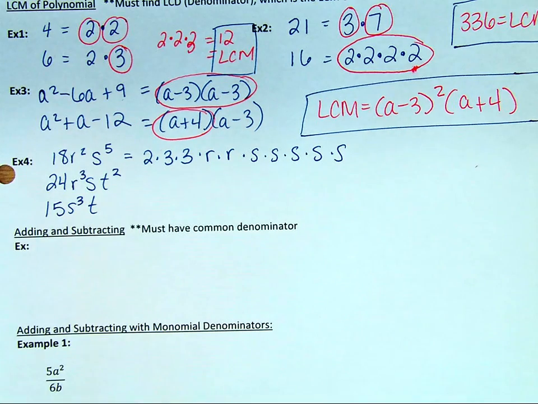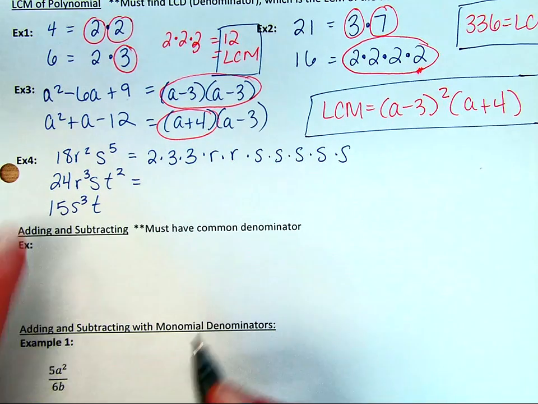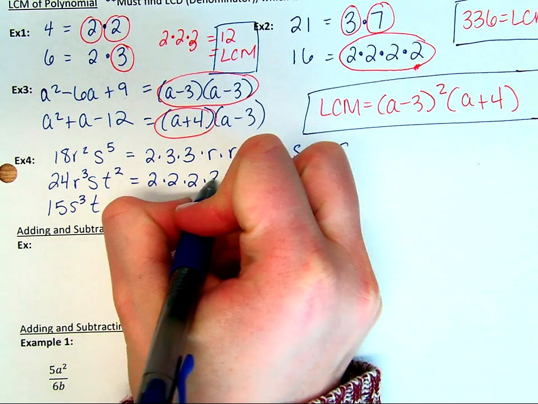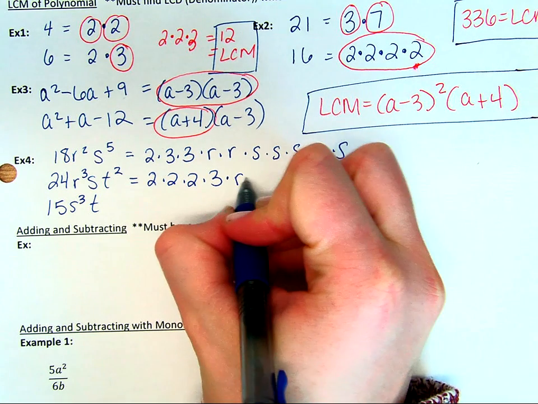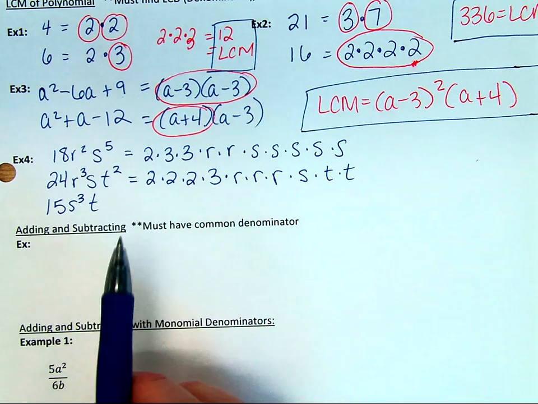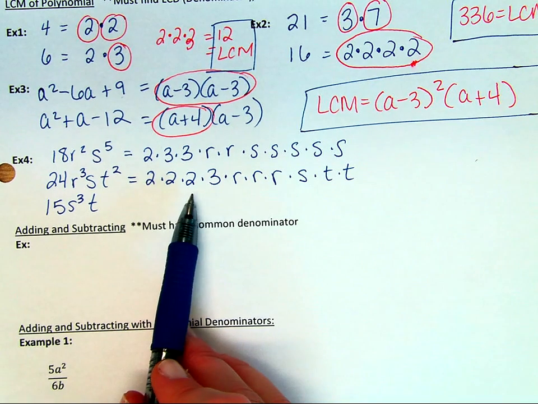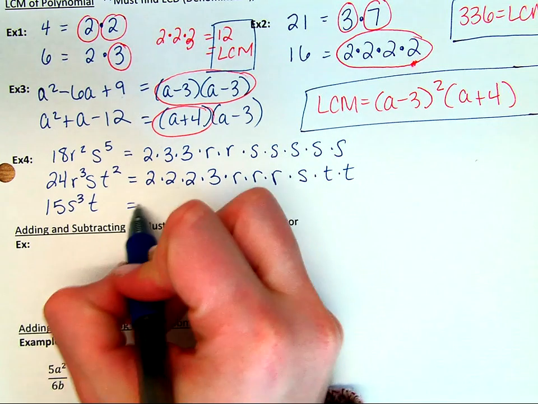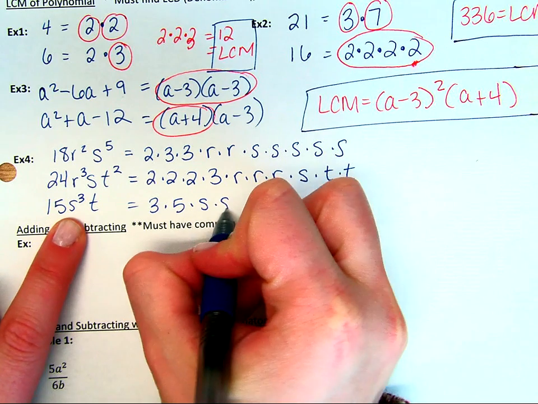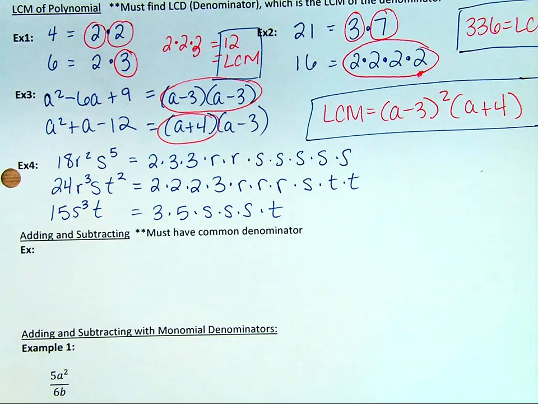Then I have 24. If I were to expand that, I get 2 times 2 times 2 times 3 times r times r times r times s times t times t. Again, if you don't know these expansions right off the bat, make a factor tree. 15 is 3 times 5. Then I've got s cubed times t. Let's look at each of the prime factors. I've got 2s, 3s, and 5s for the numbers.